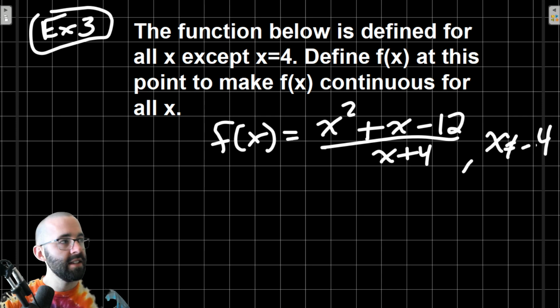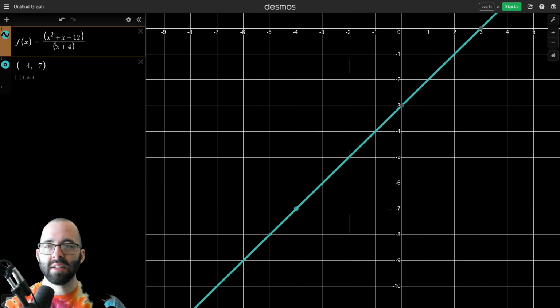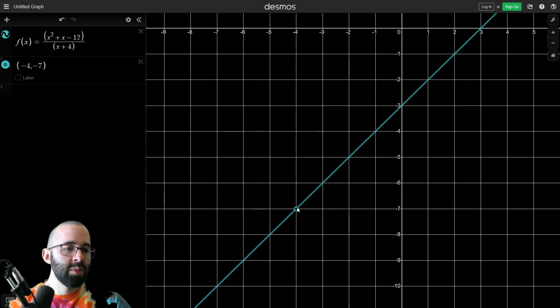Well, let's visualize it. This is what the function looks like. It doesn't look like it'd be a line, right? It looks like it's more complicated than a line, but it really is. It's a line everywhere except for at negative 4, where we have a hole. So it's not continuous because there's a hole. But if we could fill in the hole, then it'd be continuous.